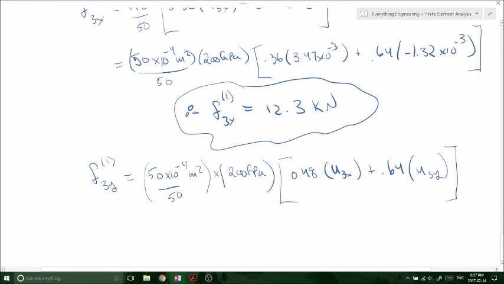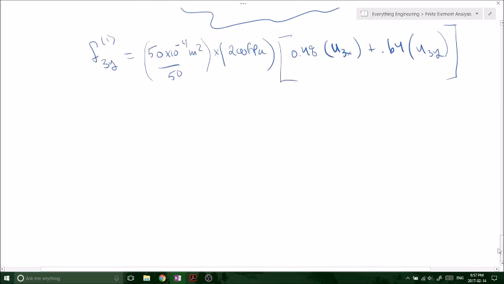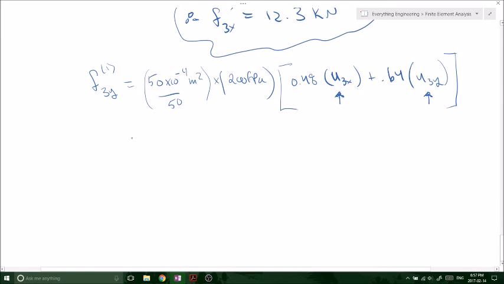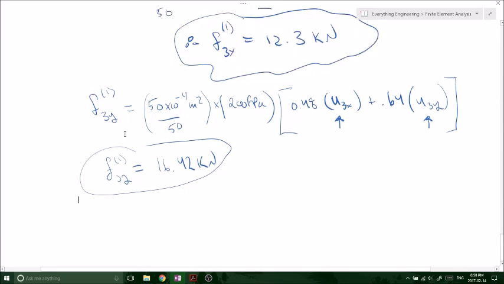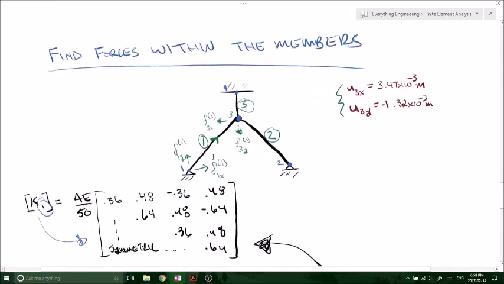So therefore, if we plug in U3x and U3y as our values that we've solved, I'm not going to rewrite this out because it'll just waste time. Then we're going to get an F3y due to member 1 of 16.42 kilonewtons, right?